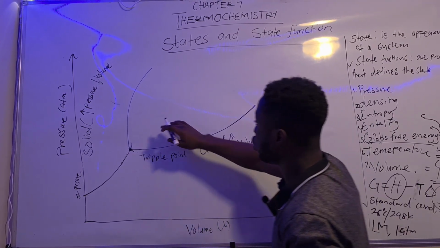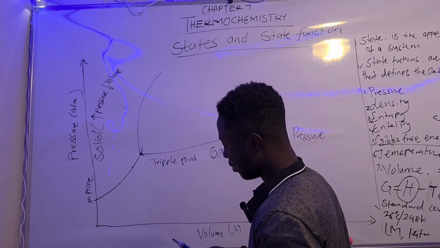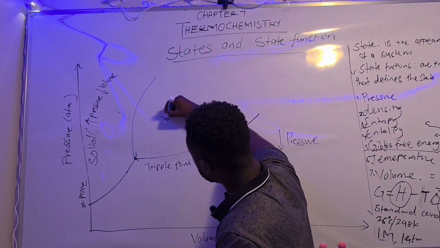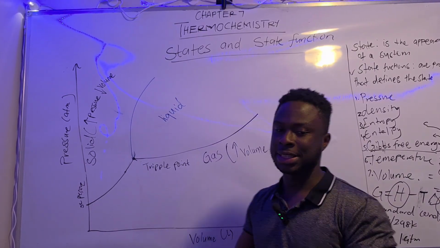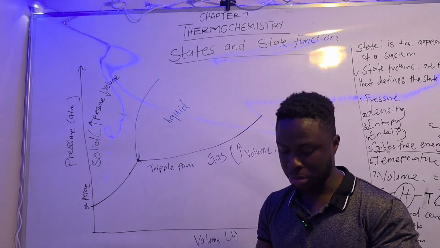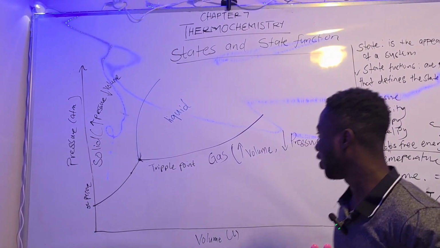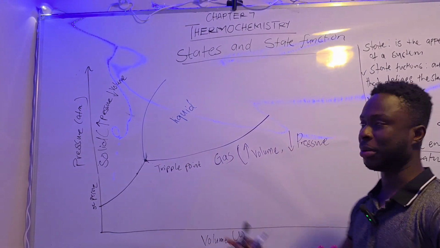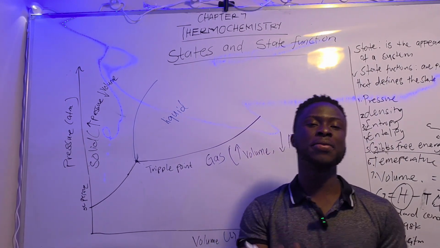And then existing between these two is the liquid phase. I believe you all have seen it now. The liquid phase has a moderate amount of pressure and a moderate amount of volume over there. So this is our phase diagram. Now let's do the phase changes as we move from one phase to the other.